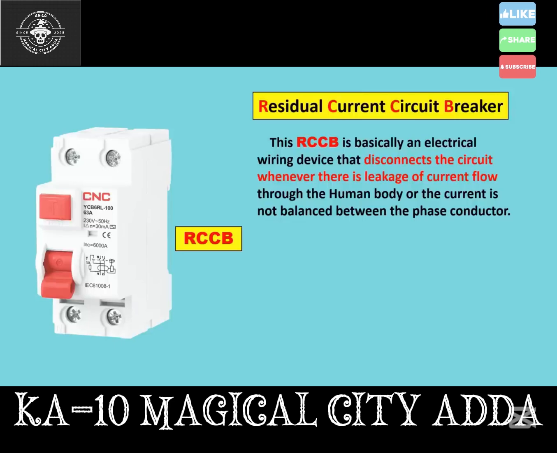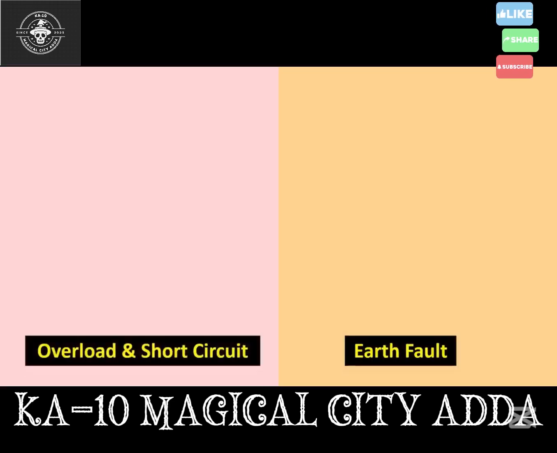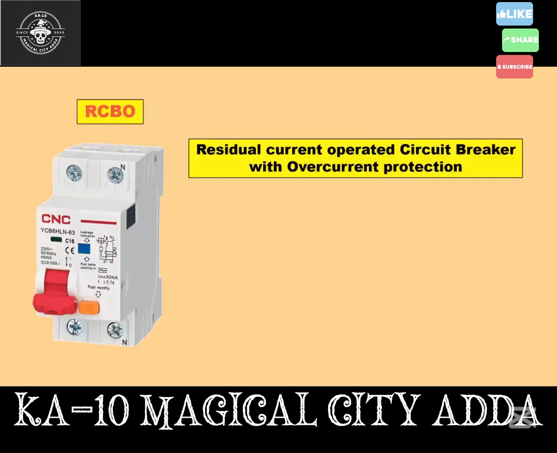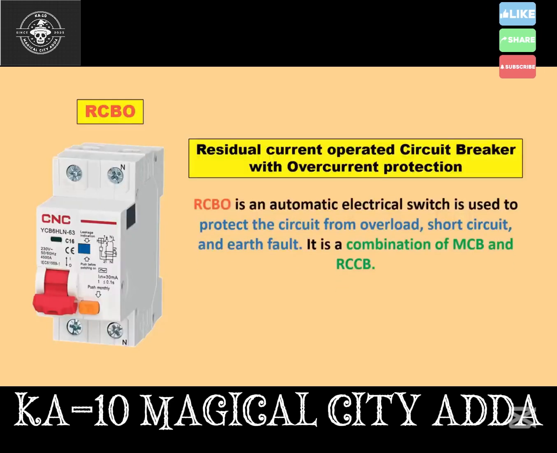Now if we want protection from earth fault, overload and short circuit, then we have to use MCB and RCCB, both these devices. But if you want that, you don't want to use two different devices, instead by using only one device you will get all the three protection. Then in this condition you have to buy a RCBO. So through RCBO you will get overload, short circuit and earth fault protection.